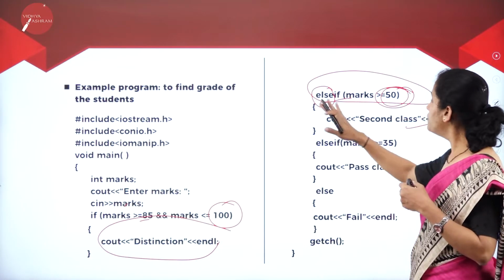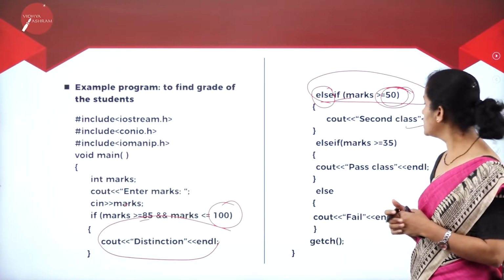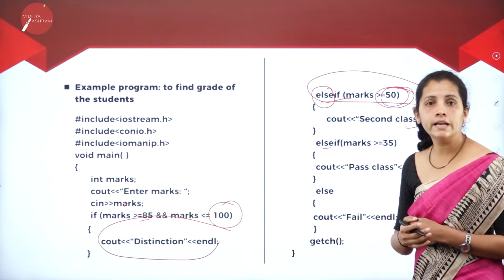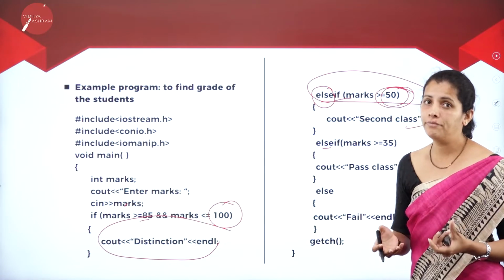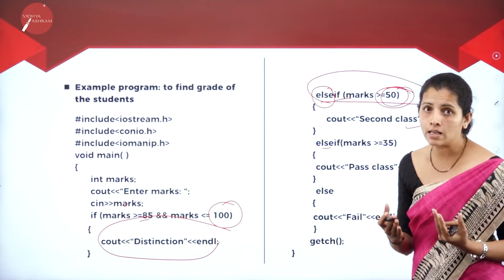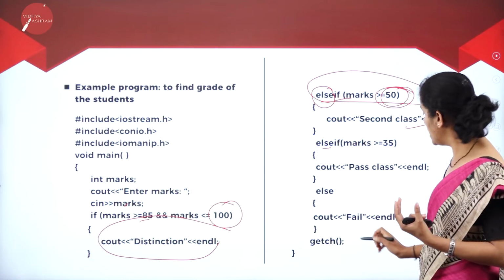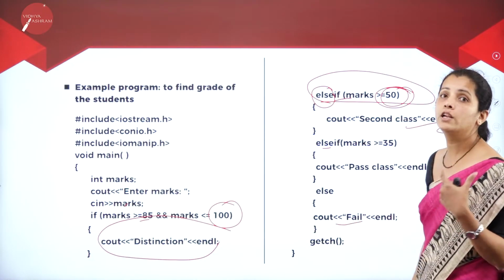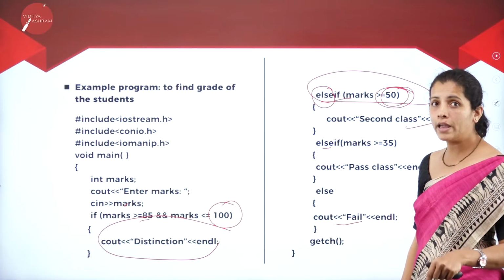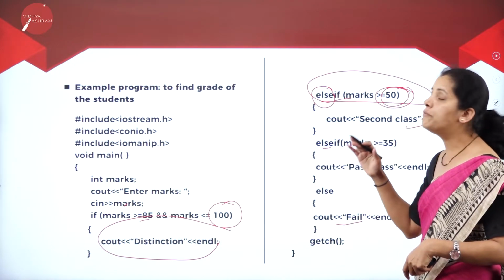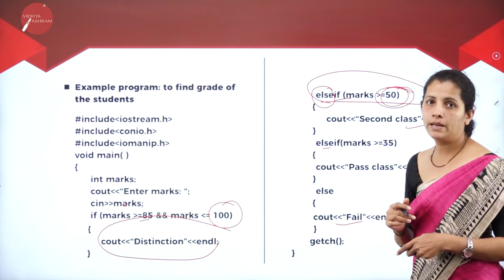okay, fine. If this condition is false, once again I need to check. If the marks is greater than or equal to 35, then it is just pass. If the mark is less than 35, then I need to display or I need to announce it is fail. In this situation, I'm going to use if else if statement.